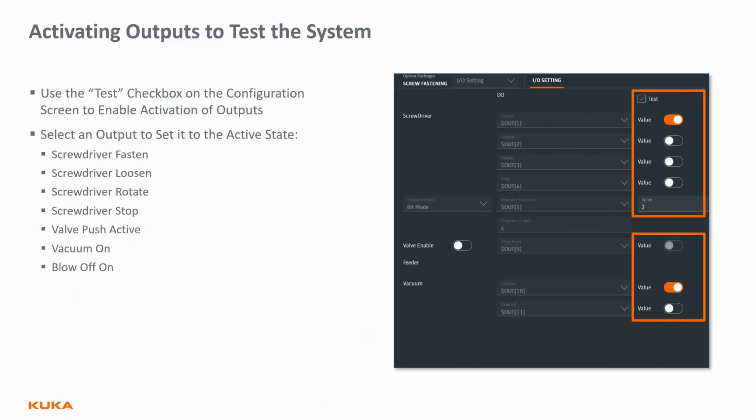The configuration screen provides a test checkbox that allows you to force system outputs to the active state. Simply click on the checkbox and then select each output that you wish to activate. Note that these virtual buttons act as signal state indicators when the test checkbox is not selected.